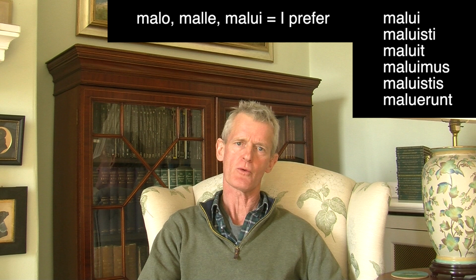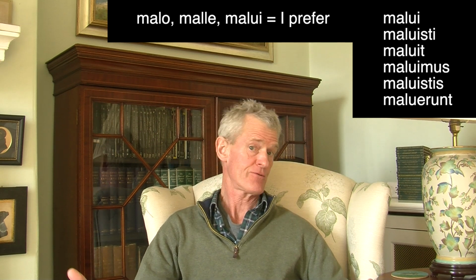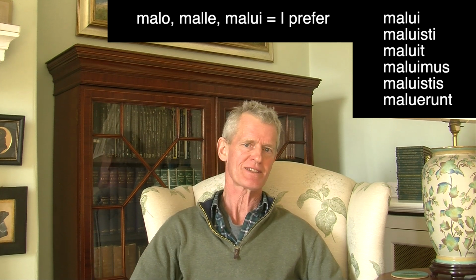Molui, moluisti, moluit, moluimus, moluistis, moluerunt. And the future perfect and pluperfect would just be the usual endings on that stem. Okay, so there we have it: three irregular verbs. Volo, I wish, or I want, or I am willing. Nolo, I do not wish, I do not want, I am not willing, I am unwilling. And malo, I prefer.